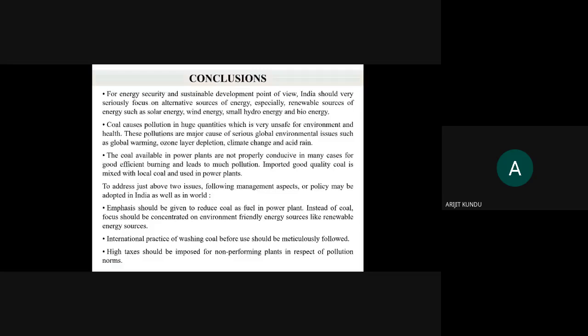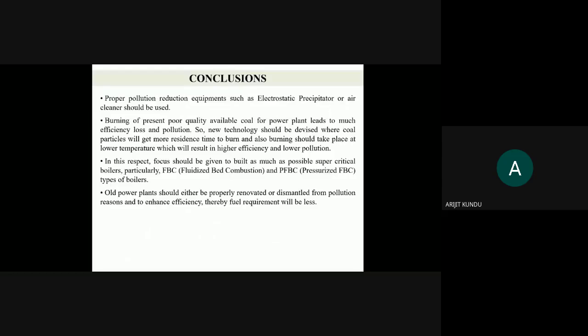Now, to address the above two issues, the following management aspects or policies may be adopted. First, emphasis should be given to reducing coal as a fuel in power plants. Instead of coal, focus should be concentrated on environment friendly energy sources like renewable energy sources. The international practice of washing coal before use should be meticulously followed. High taxes should be imposed on non-performing plants with respect to pollution norms. Proper pollution reduction equipment such as electrostatic precipitators or air cleaners should be used.